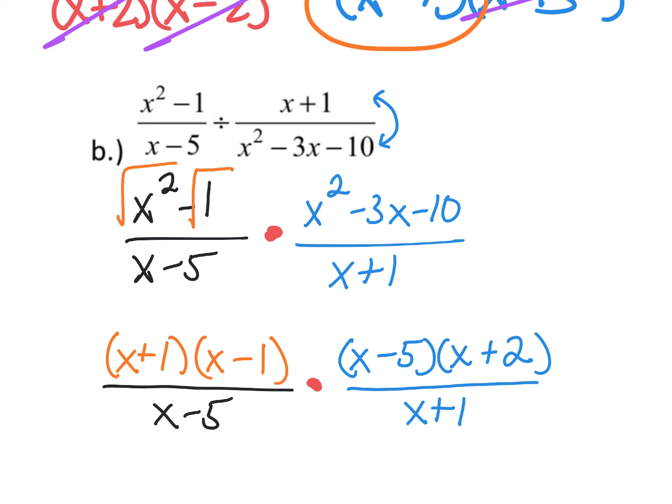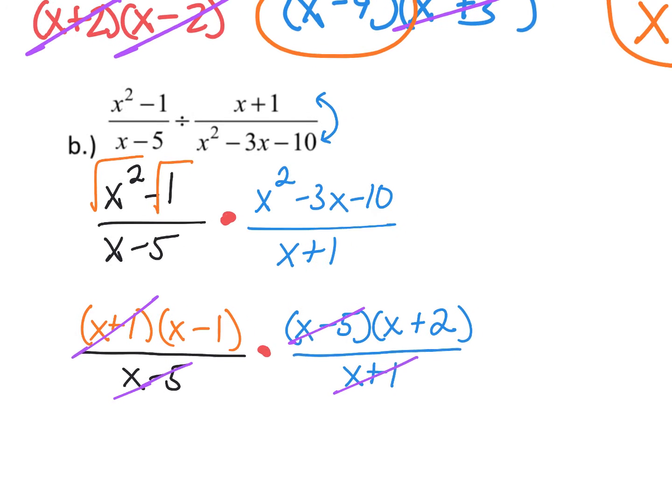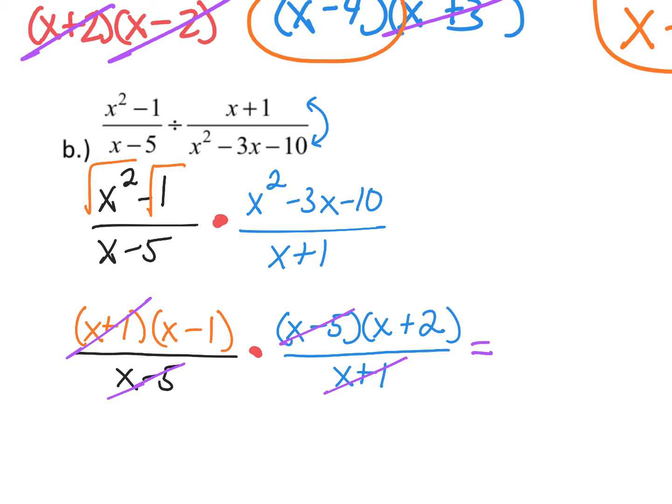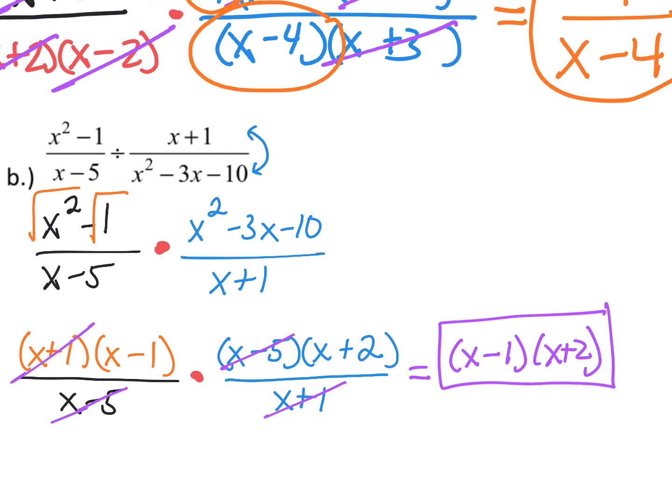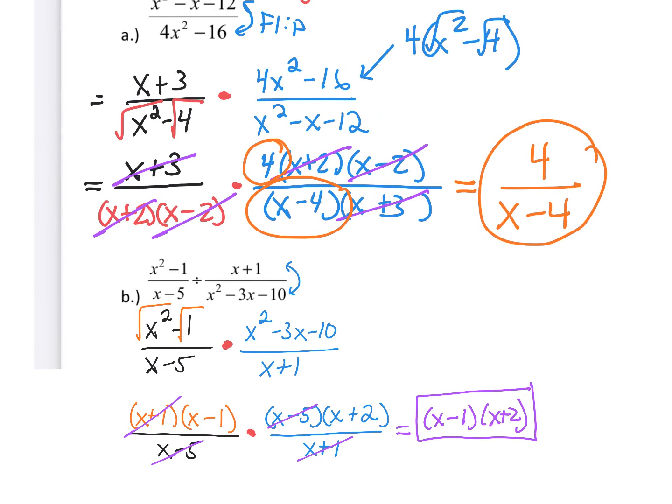Okay, this is my favorite part. Now I get to cancel the stuff that's the same. You can cancel in two directions, top to bottom. I don't see anything. Diagonally, though, I see some stuff. We got x minus 5s that are going to go away. Your x plus 1s that are going to go away. So if I write what I have left over, I have x minus 1 on the top and x plus 2 on the top. And then I would have 1 on the bottom there. So that's that. Alrighty. Questions about those first two?